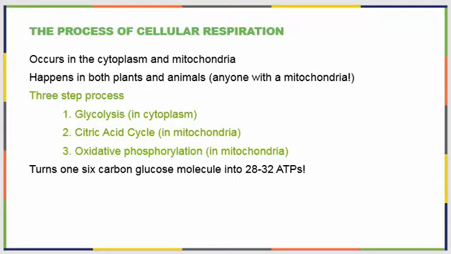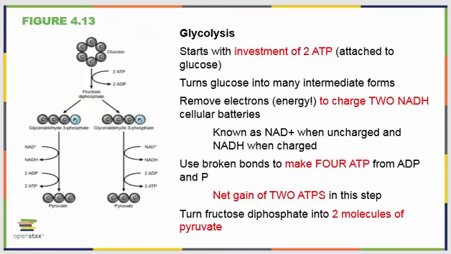This whole process turns one 6-carbon glucose molecule into approximately 28 to 32 ATPs. Sometimes you see numbers as high as 38, but we're going to stick with 28 to 32 just to keep it simple. So let's talk about that first step, glycolysis.